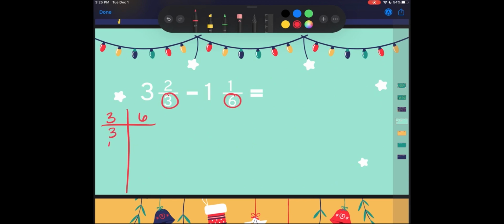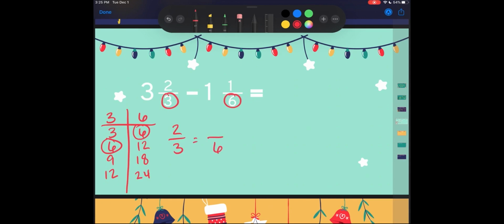Well, 3 is going to be 3, 6, 9, 12. 6 is 6, 12, 18, 24. So 12 is going to be, oh, not 12, my bad. 6 is going to be the first one that they both share, right? Well, since 1/6 is already sixths, all we got to change is our 2/3, right? We just need to change 2/3 to 6ths.